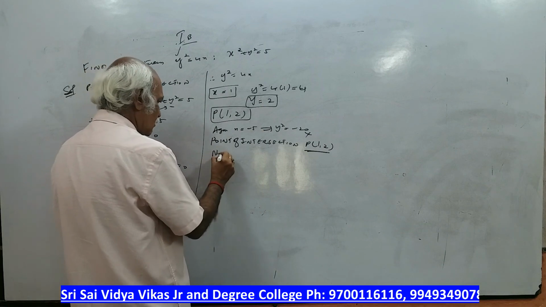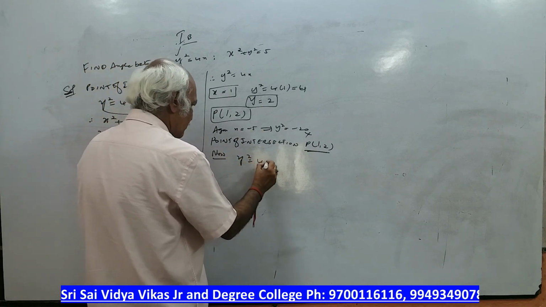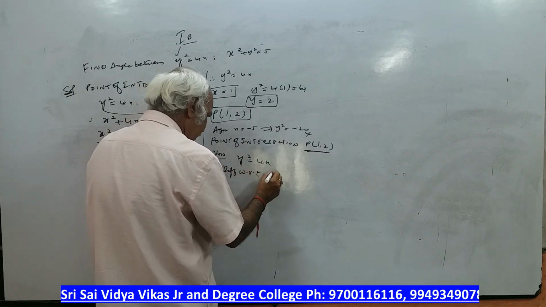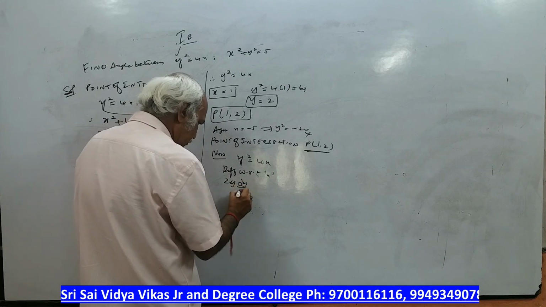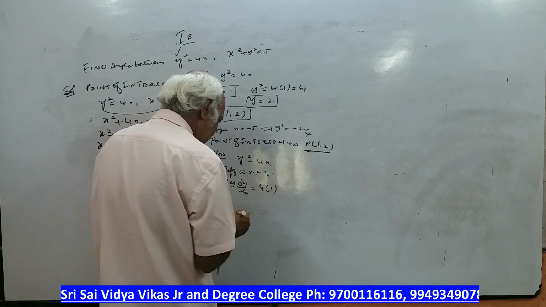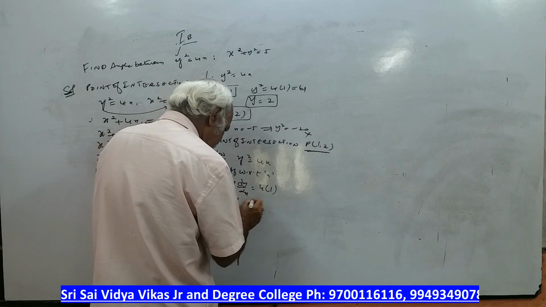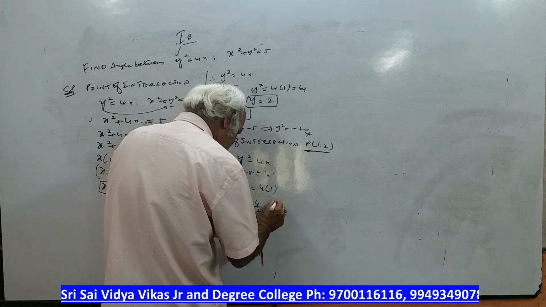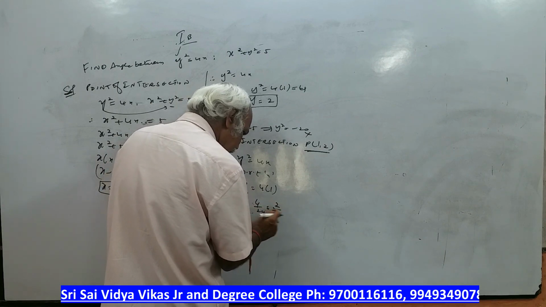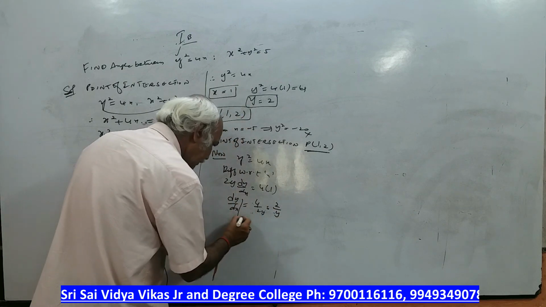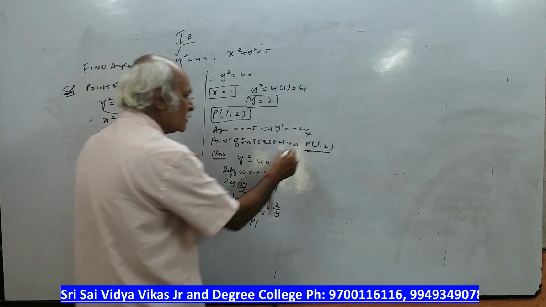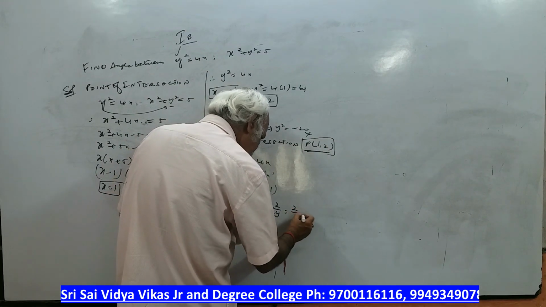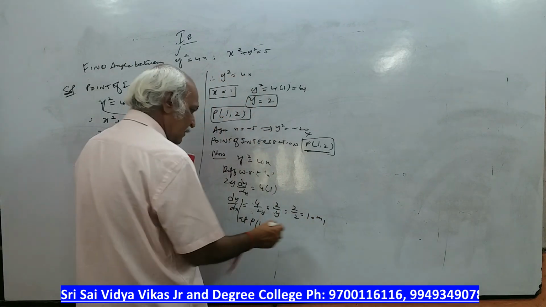Now, what is the first equation? Y square is equal to 4x. Differentiate with respect to x. So this will become 2y into dy by dx is equal to 4 into 1. Therefore, dy by dx is equal to 4 by 2y, which is 2 by y. So what is the point at P? What is the P point? 1 comma 2. So it will be 2 by 2, 1. This is M1. Right? This is the M1 value.